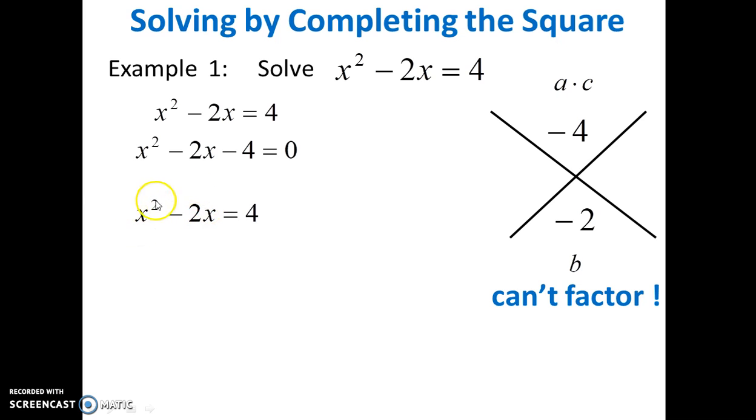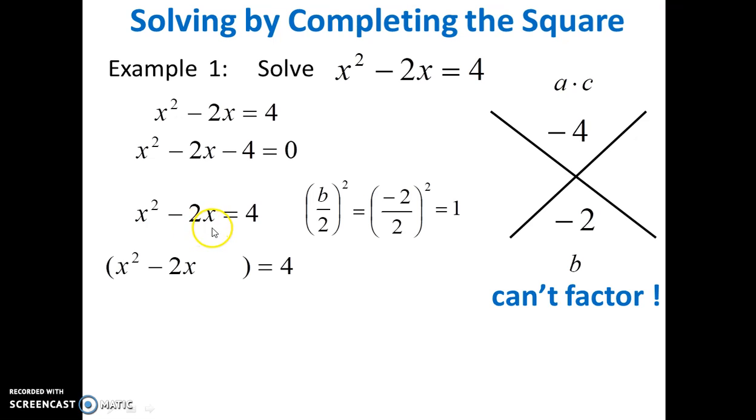Now we're going to complete the square on this part. So remember, when we complete the square, we do b over 2 squared. So that would be negative 2 over 2 squared. That is negative 1 squared, which is 1. So now our magic number to add to both sides is 1, right? We're going to put a 1 here on this side. And on this side, we're also going to add a 1 to keep the balance.